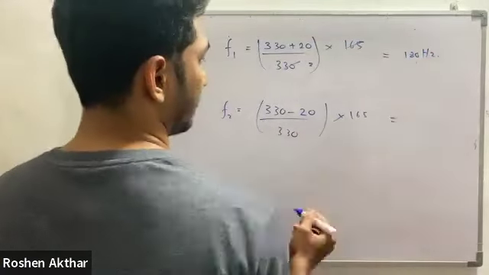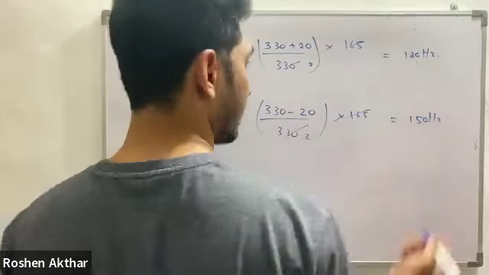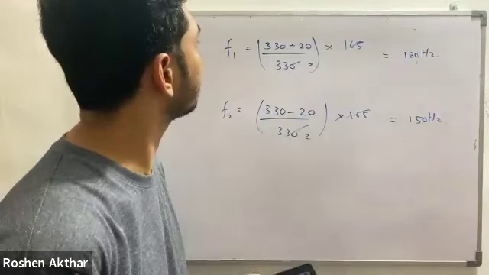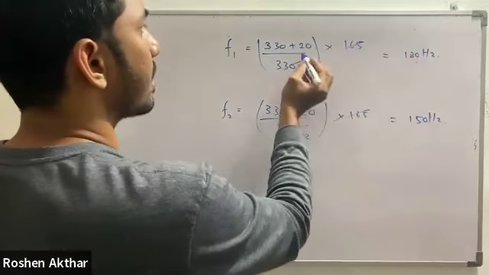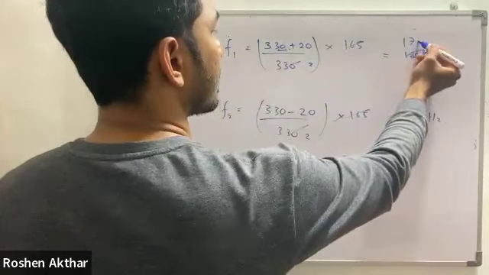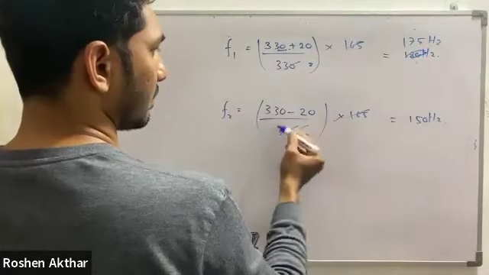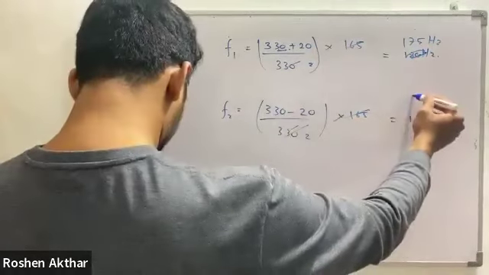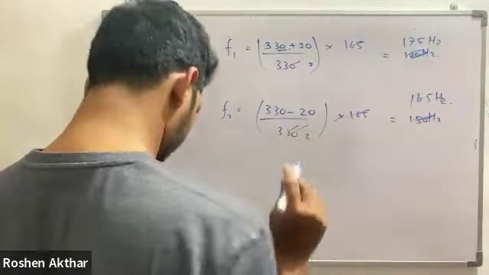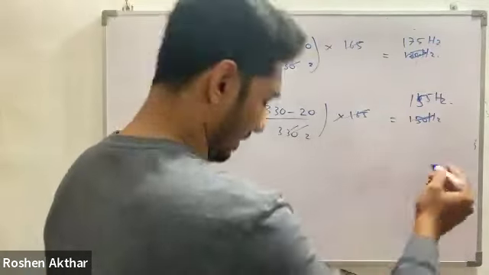What is here? 150 hertz. Am I right? Sorry, it is 350, no? So it should be 175 hertz. This is 310, so it should be 155 hertz. So the answer is, you do the sum, it's 20 hertz.